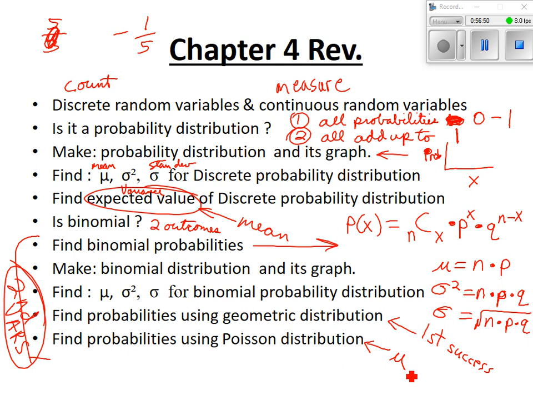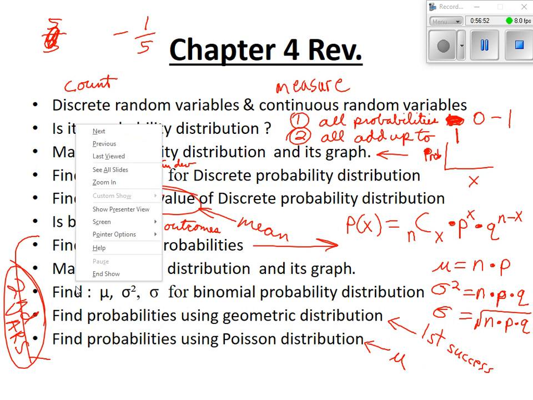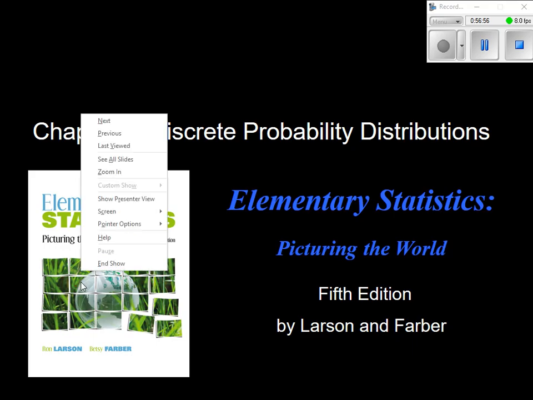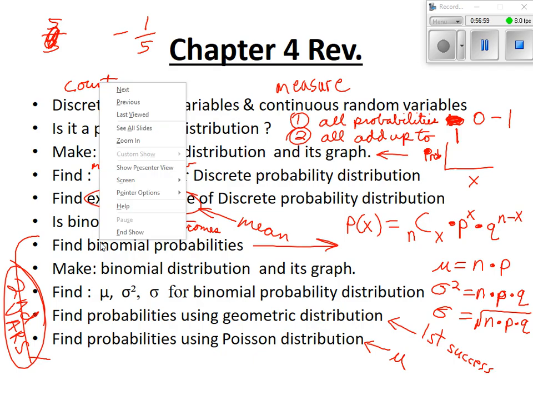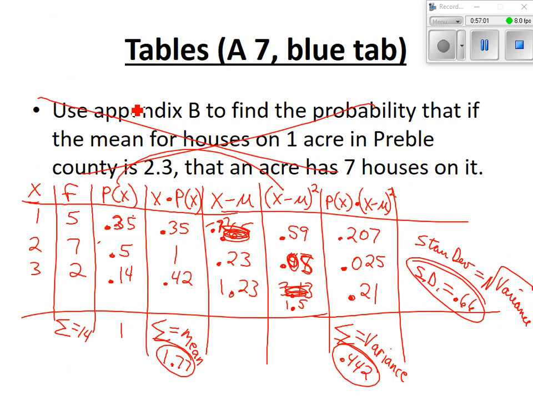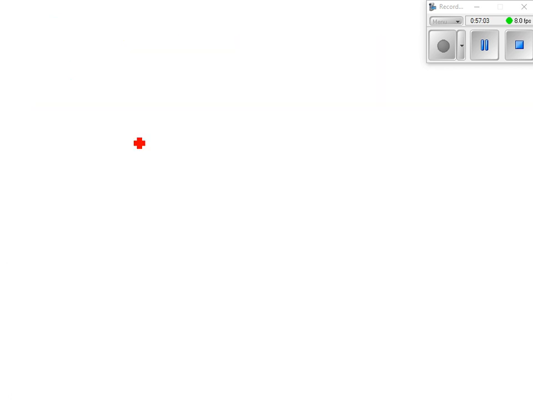Nobody sees any that they want me to do real quick? Something to do with Poisson? Yeah, there's one on the very back. You want me to do one of those two?